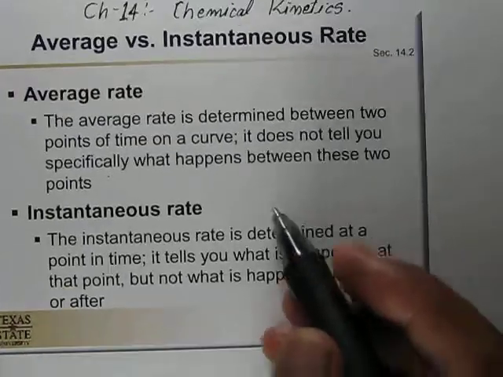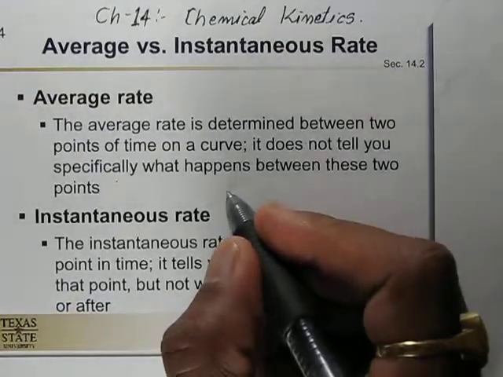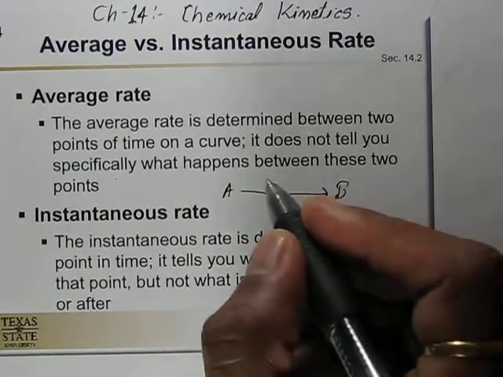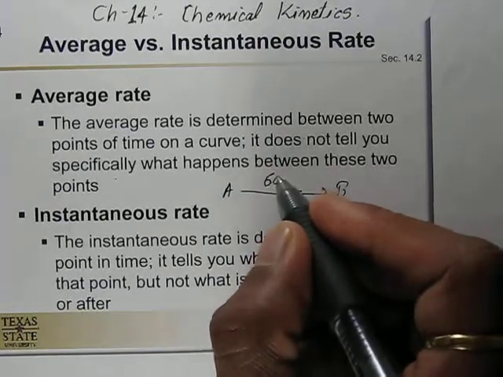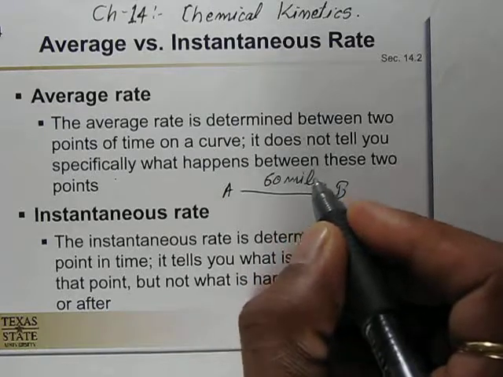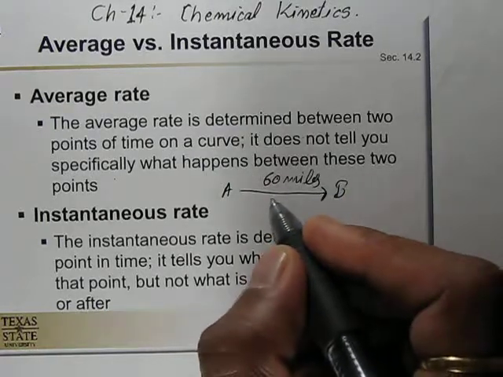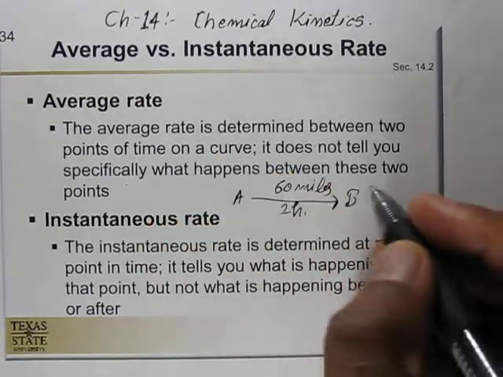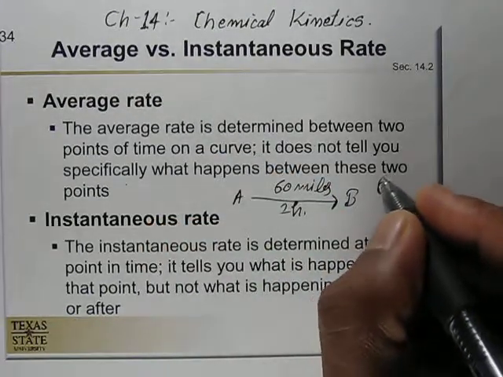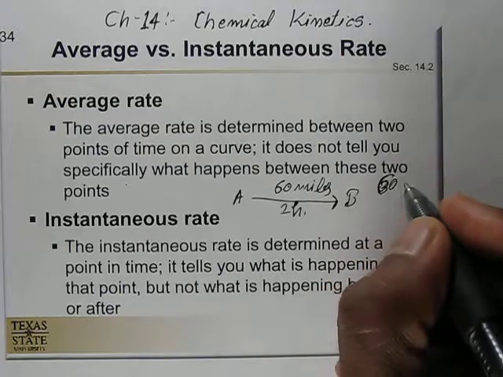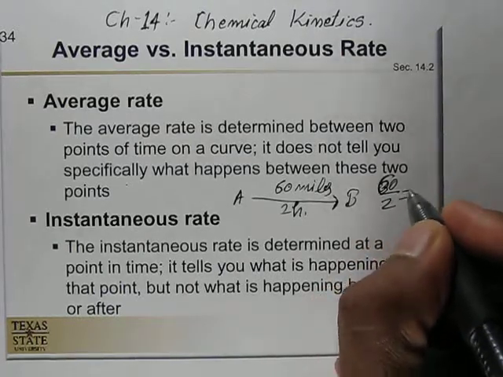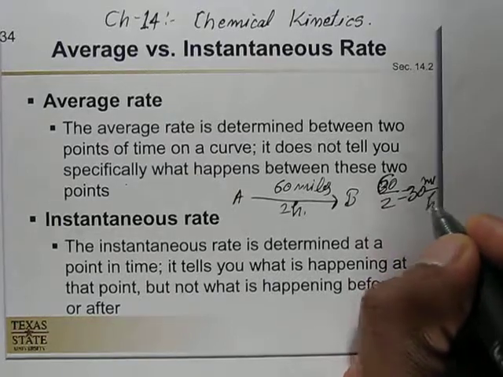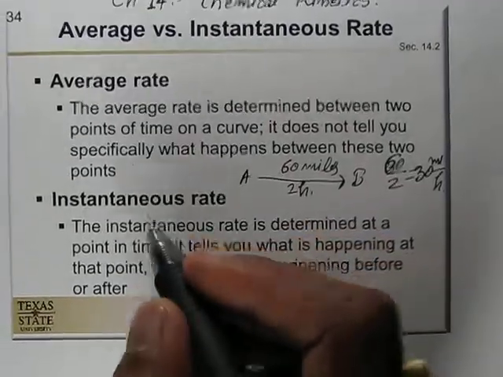So for an example, if you are traveling from point A to point B by car, suppose this is 60 miles and you travel in 2 hours. So the average rate will be 60 divided by 2, 30 miles per hour, right? But what is the instantaneous rate?